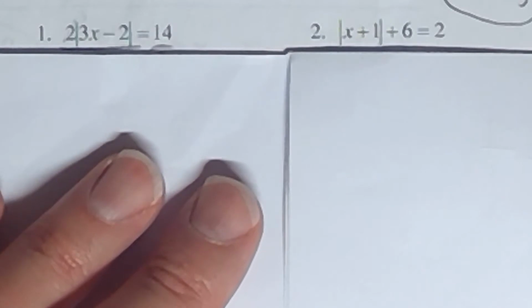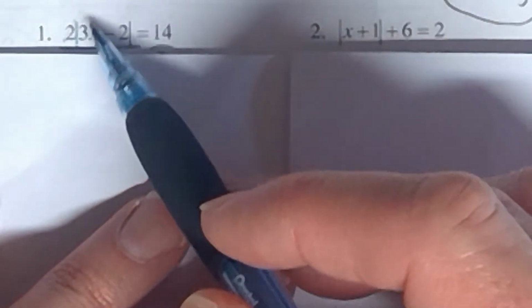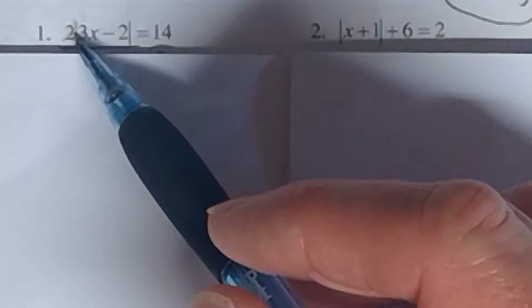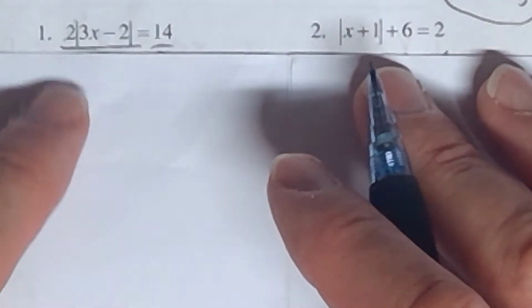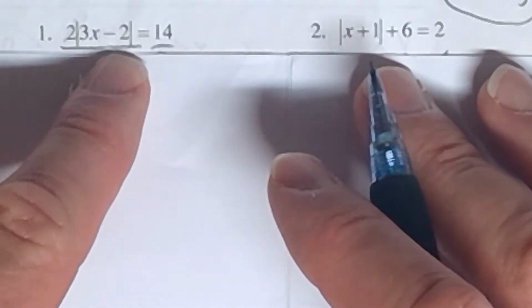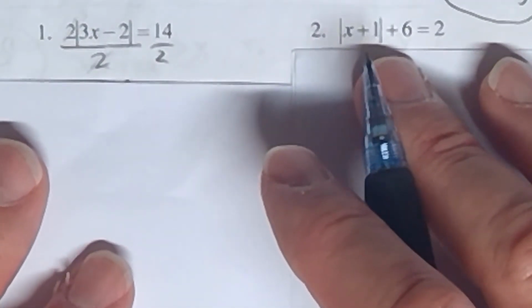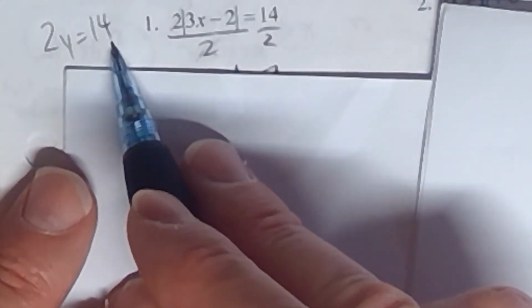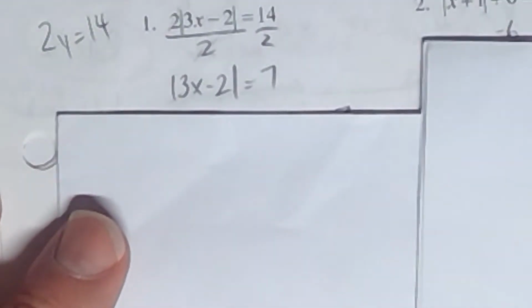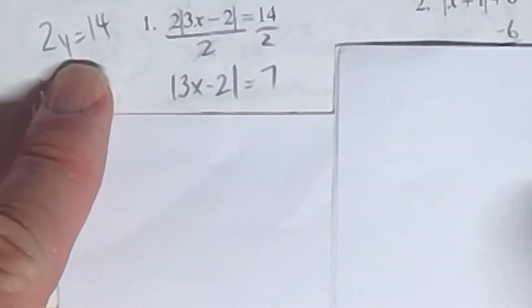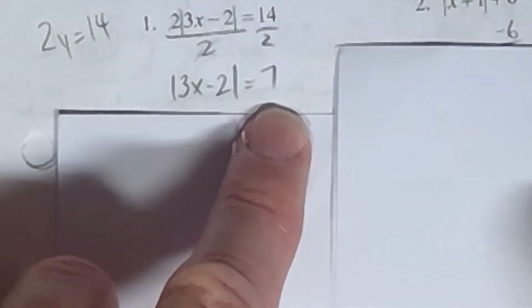Okay, number 1. It's very similar to problem C up above. You need to get the bars by themselves. The outside 2 there means that the bars are not by themselves yet. This is similar to having 2 times a variable equal to 14. And so just like in problem C, we divide out. Just like if you had 2 times y equal to 14, you would divide by 2 there, wouldn't you? And so it makes sense that we would divide by 2 here as well. Here you would get y equal to 7. In the same way, you would get the bars equal to 7.